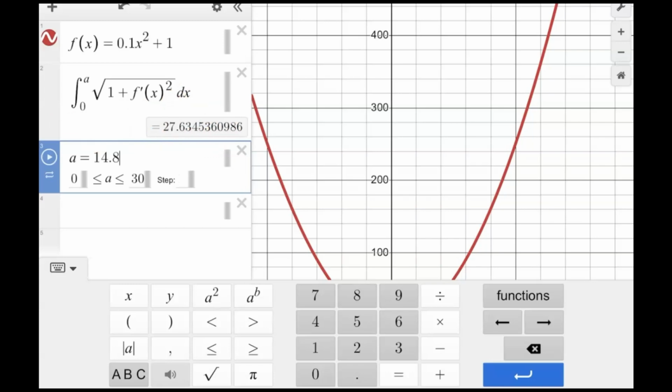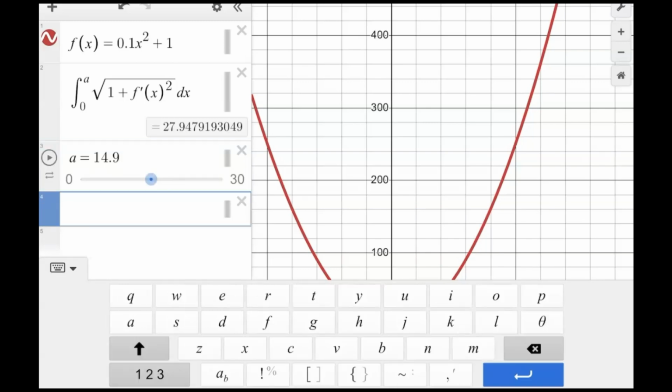Getting closer. What about 14.9? Oops. Definitely getting closer. So this is one way that we could finally hone in on what the x value is for the point at which the arc length will be 28. But there is a more elegant, sophisticated way to find this.